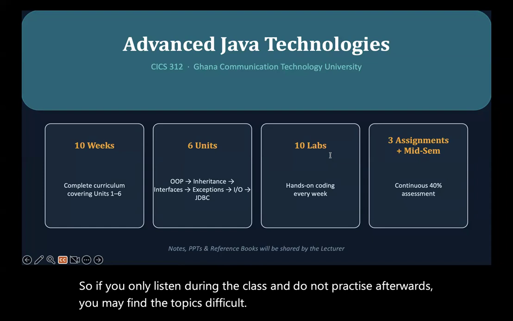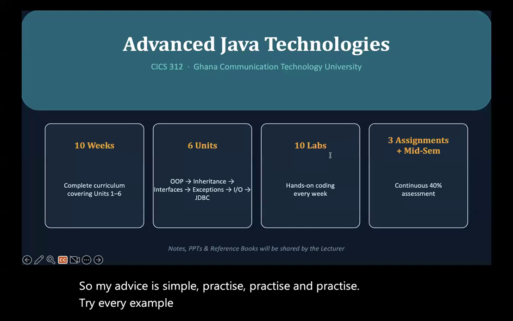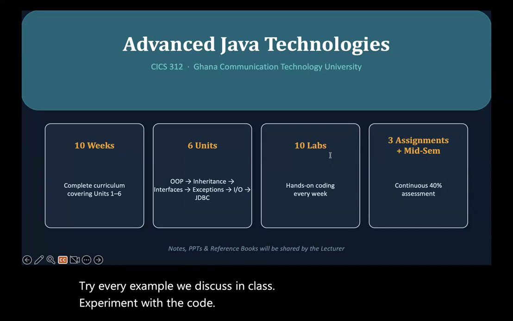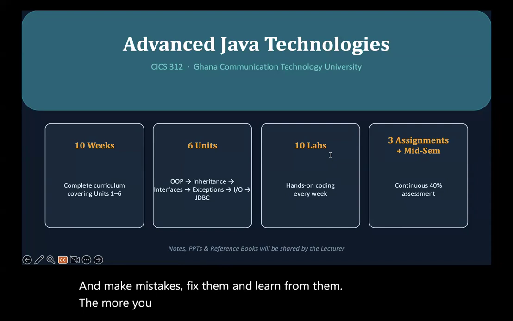So my advice is simple: practice, practice, and practice. Try every example we discuss in class. Experiment with the code, make mistakes, fix them, and learn from them. The more you practice, the more confident you will become in programming.